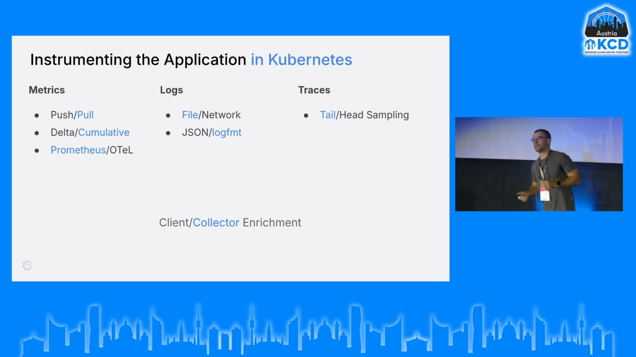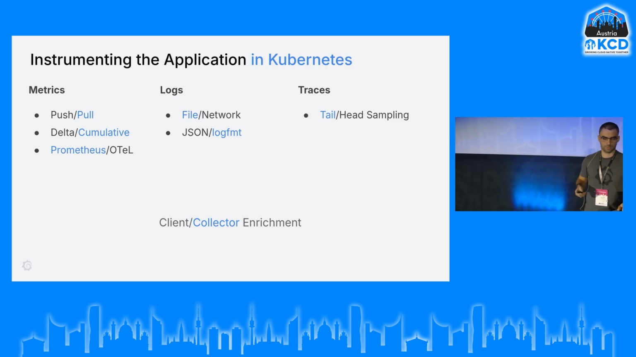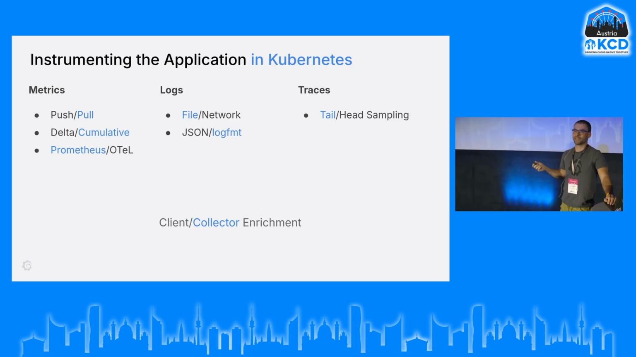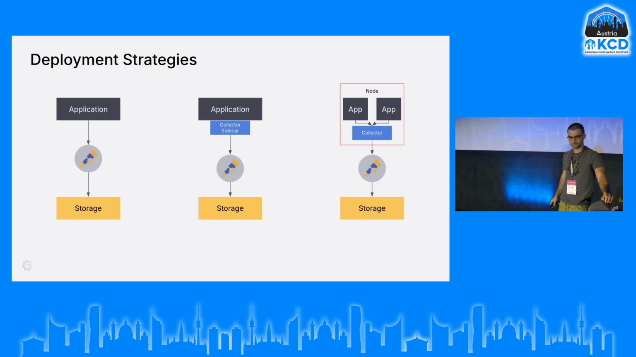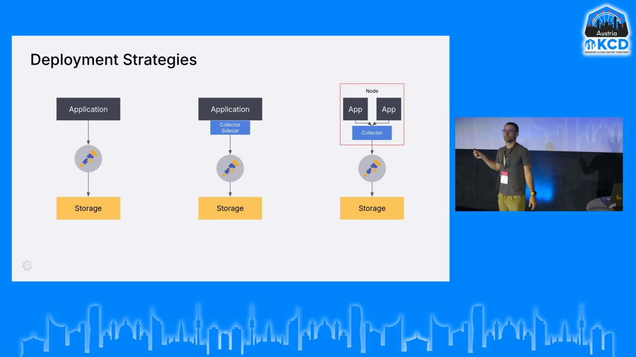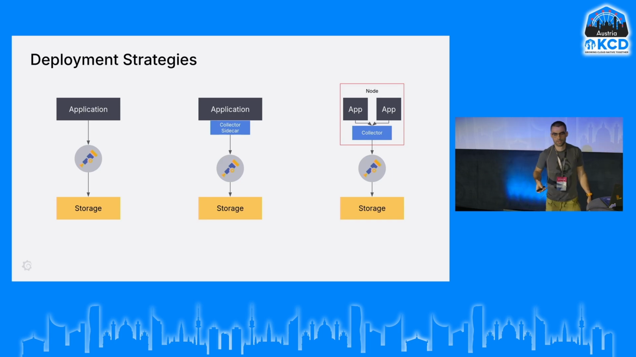So now you should have a basic idea of how your application should be ideally instrumented, but how do we then deploy this collector to take that data and ship it off somewhere else? The most basic deployment strategy is just deploy the collector as a deployment, have your application send it to the specific service, have the collector send it to a storage backend. It's easy, not much to it. It has some scaling issues, which I'll get into in other slides, but for most use cases, this will probably be fine for you.